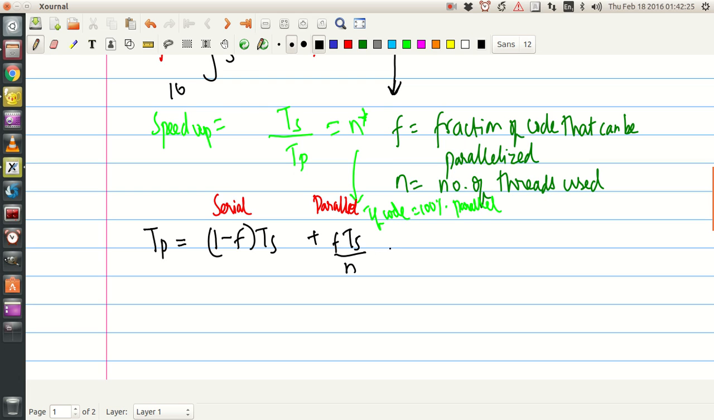Okay, so let's do a small calculation. Let's say ts is 5 seconds.